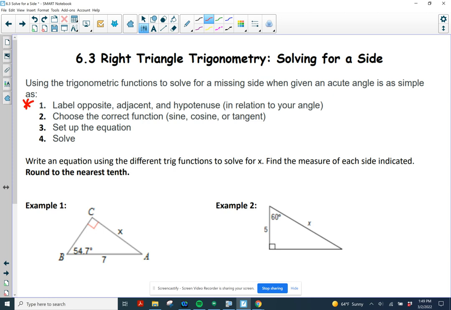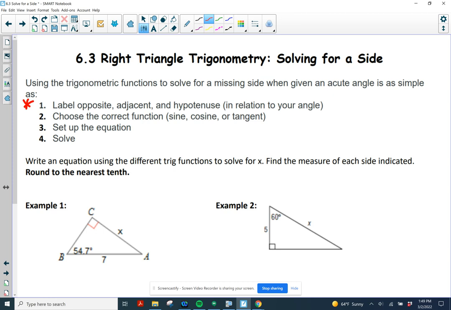So we're going to label the sides in relation to the angle. We're going to choose the function that we need to work with, either a sine, a cosine, or a tangent, because those are the three that our calculator will work with. Once we've chosen the function to work with, we'll just pick one of the three. We'll set up an equation using that trig function, and then we'll solve the equation for that missing side.